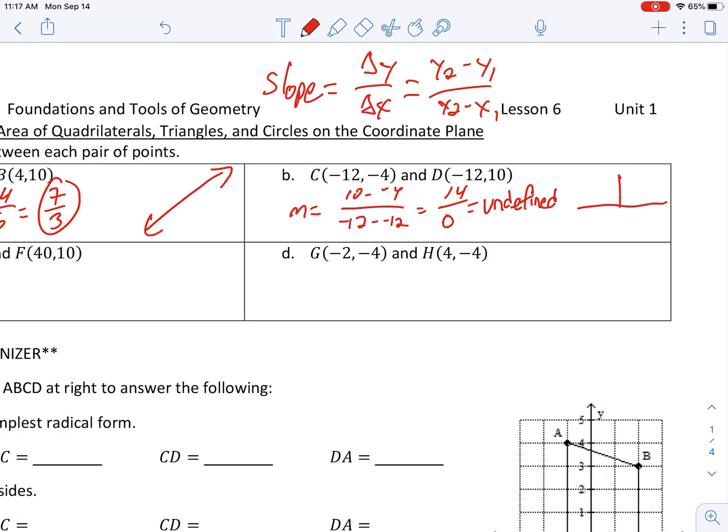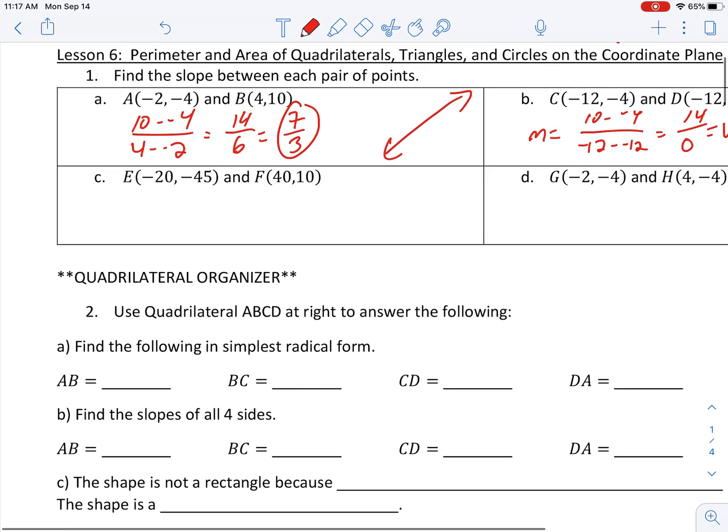Now, if we were to plot these 2 points, let's think about this. What would these 2 points do? Negative 12, negative 4, negative 12, 10. These 2 points would be on a vertical line. So an undefined slope is a vertical line. A little bit of review as we work through here.